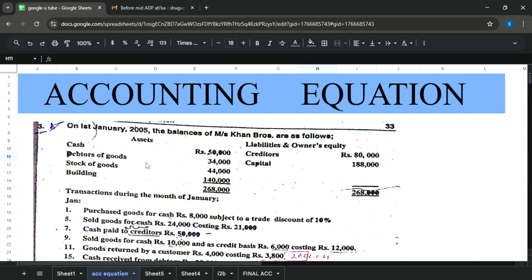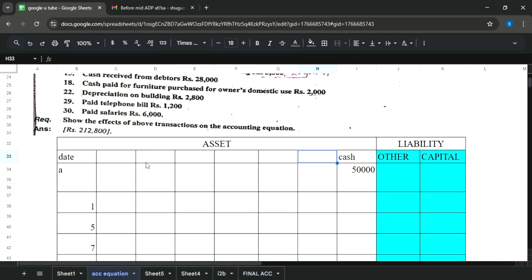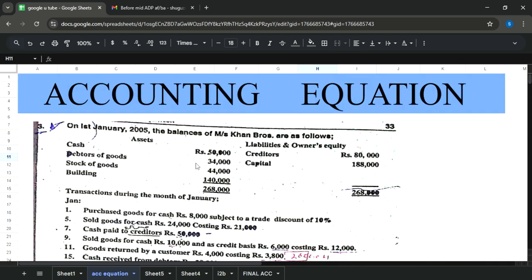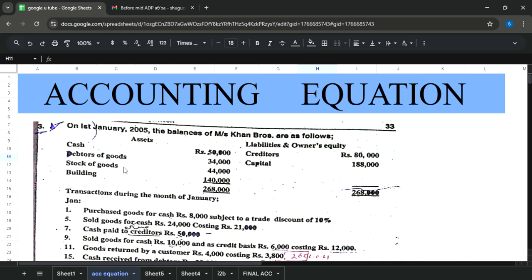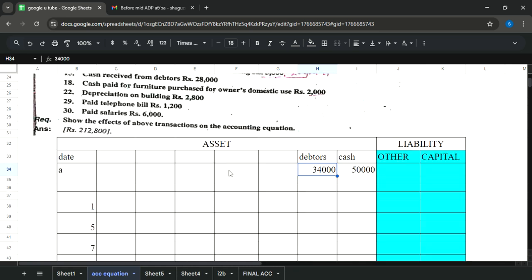Debtors of goods. Since it is part of your asset, you will create the debtors column. The amount of debtors is also provided, which is 34,000. Just write down 34,000 over here. After which we have stock or goods 44,000. So just write down goods and the amount is 44,000.